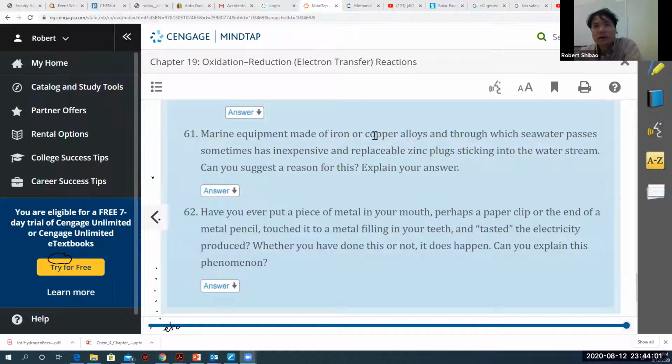Marine equipment made of iron or copper alloys, through which seawater passes, sometimes has inexpensive and replaceable zinc plugs sticking into it. Whatever is going to be oxidized is the species easiest to oxidize. So if you put copper and zinc together, an oxidizer is going to come along and pick the easiest one, and the easiest one is going to be zinc. So if you want to protect the copper, you attach a piece of zinc to it. If an oxidizer comes sniffing around, it is going to attack the zinc. So let's call it sacrificial. Call that a sacrificial anode.